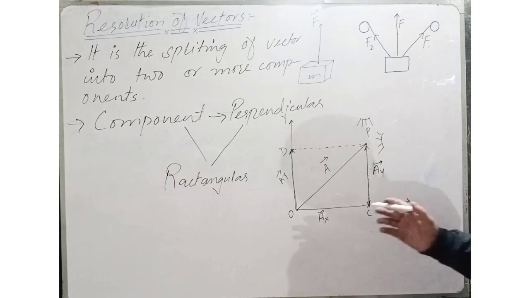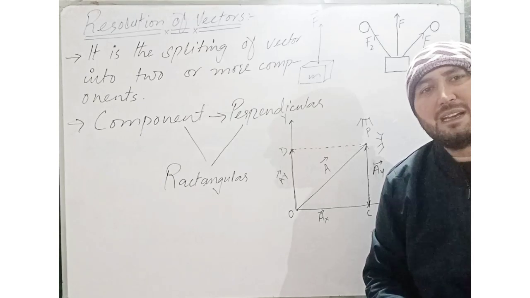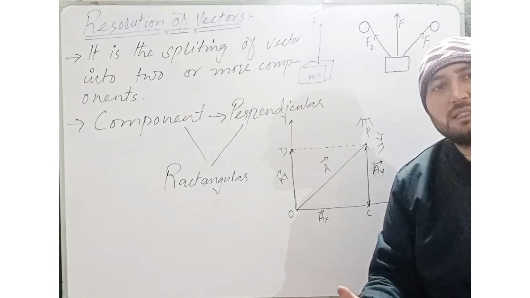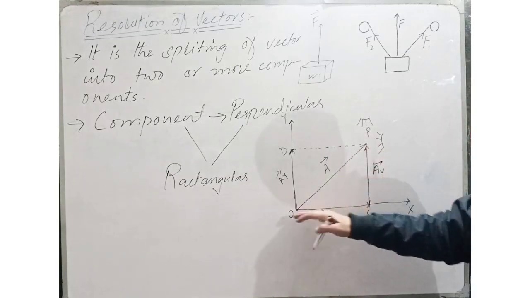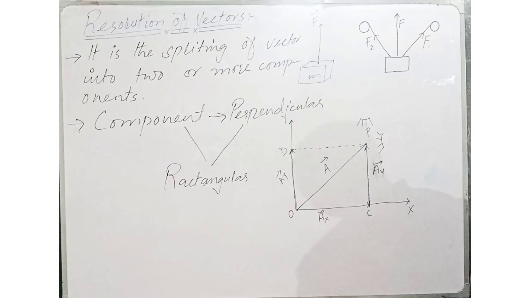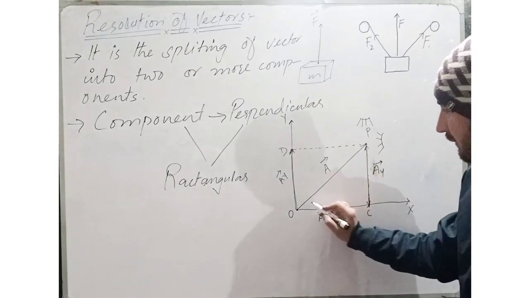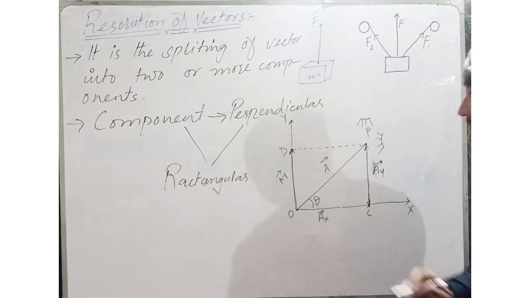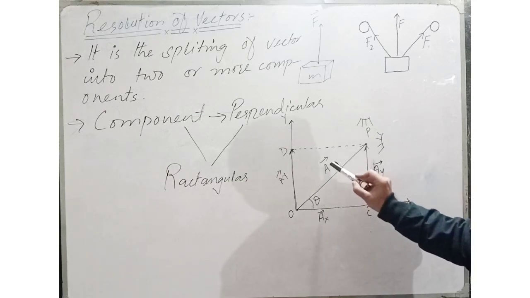Now, a component is actually the effectiveness of a vector along any axis, that is, how effective a force is along the x or y axis will be its component, right? So now this vector here is making an angle theta with the x-axis, right? Now how can we find these components in terms of the original vector?